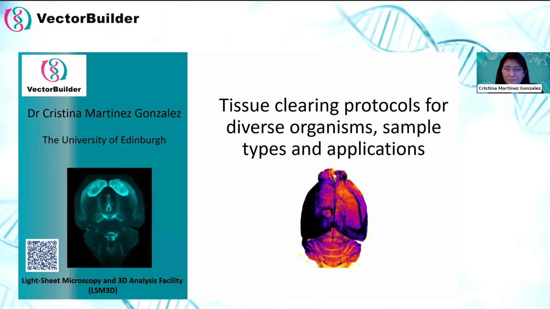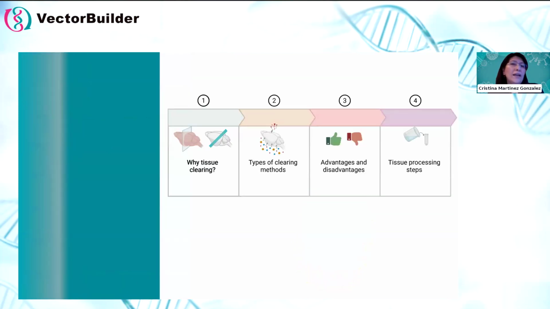I just want to give a very quick overview of what my talk is going to be. First, I'm going to talk about why tissue clearing, and then I'm going to move towards types of clearing methods and what their advantages and disadvantages are, particularly for different types of models, different organisms, different structures, and what the tissue processing steps are in general.